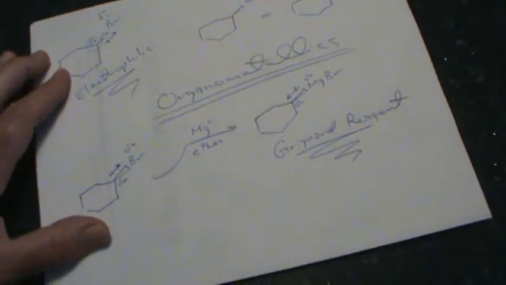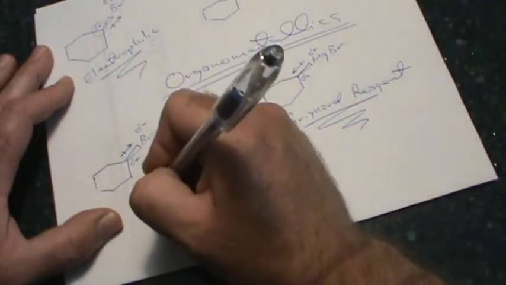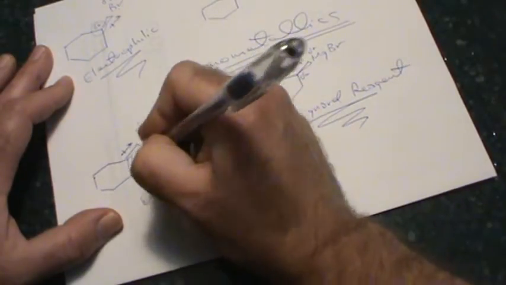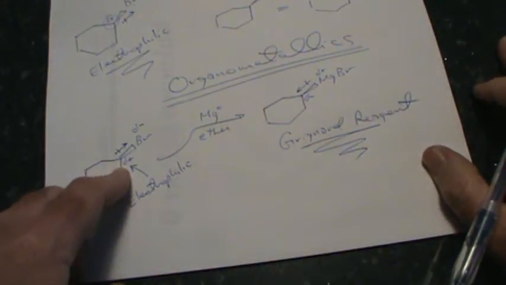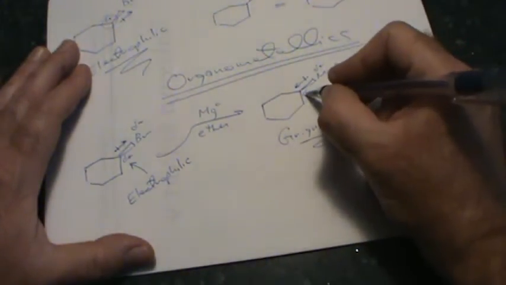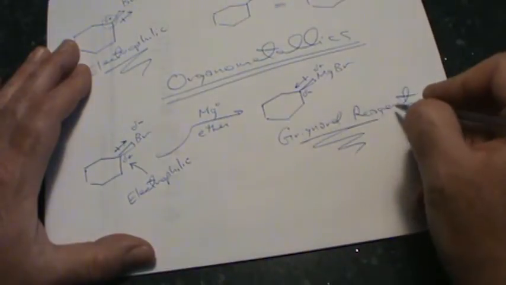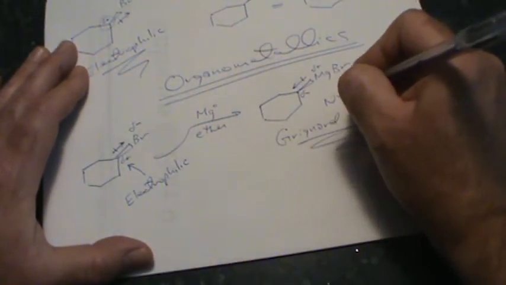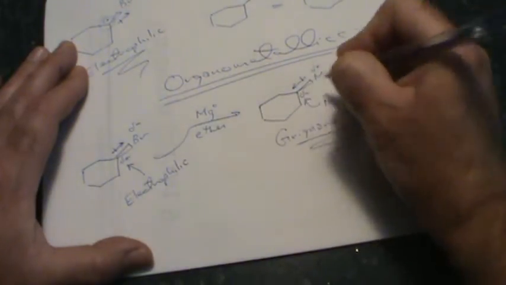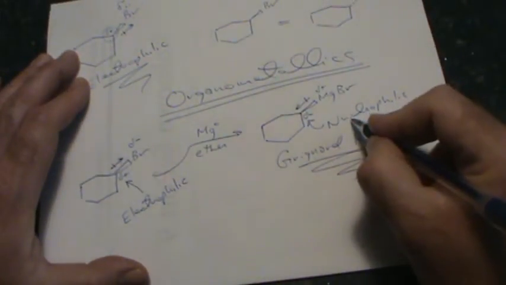Very interesting. The carbon here, where we started, was electrophilic. Being deficient in electron density, it desires electrons. But now, once we make an organometallic, this Grignard reagent, it's actually the opposite. It's nucleophilic, meaning it desires a positive charge. Very, very interesting. We've changed the electronics around the carbon atom.